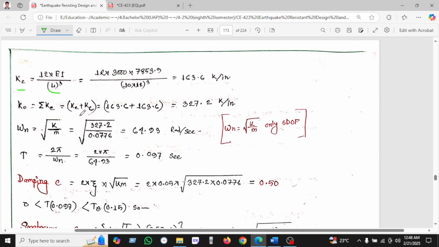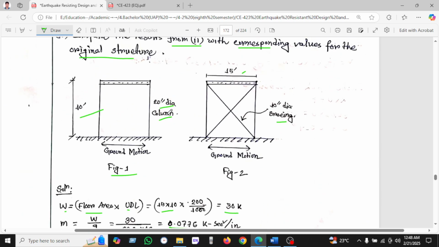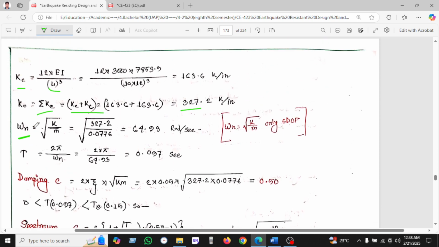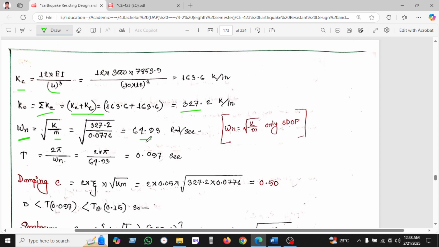And we are calculating k for the two columns we have been seeing, column 1 and column 2. That's why we are using the summation of k, here 2, and we are calculating the natural frequency, which is known as root over k by m, and we found this value. For the time period we know T equals 2 pi over omega, the natural frequency, and we found this value. Okay, this formula is only for a single degree of freedom. For damping C, we know it is 2 psi root over k by m.